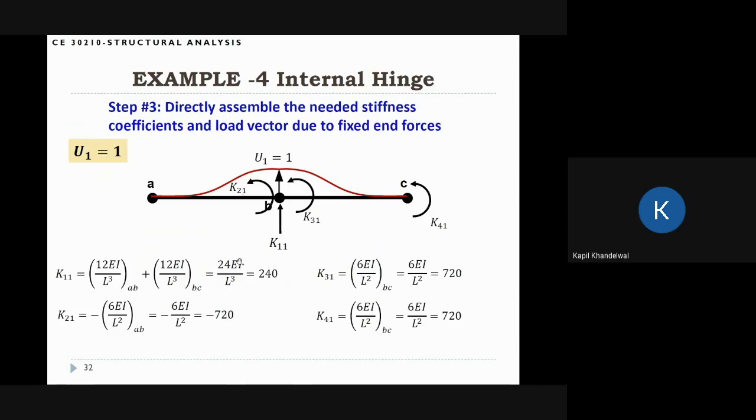If you go to the coefficient sheets, this is minus 6EI by L square for member AB. So this is just minus 720. K31 is actually 6EI by L square for BC. And if we do the algebra, this is 720. K41 is 6EI by L square for BC. So it's again 720. So these are the 4 stiffness coefficients. So this gives you the first column of the KFF matrix.